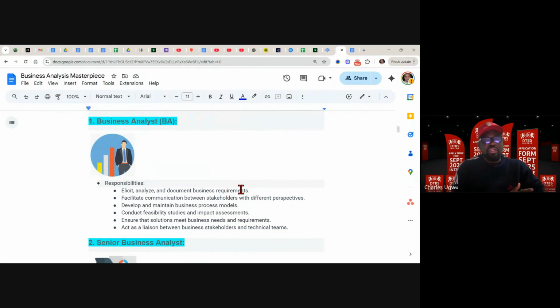So here we have business leaders, and these are the people you gather requirements from. Then you have the technical team. These are developers that are actually building the solution. What you do is you go to the stakeholders, the business leaders, and you gather requirements. You call it business requirement. You translate business requirements into technical requirements so that the developers can use it. And that's what you are going to be doing.